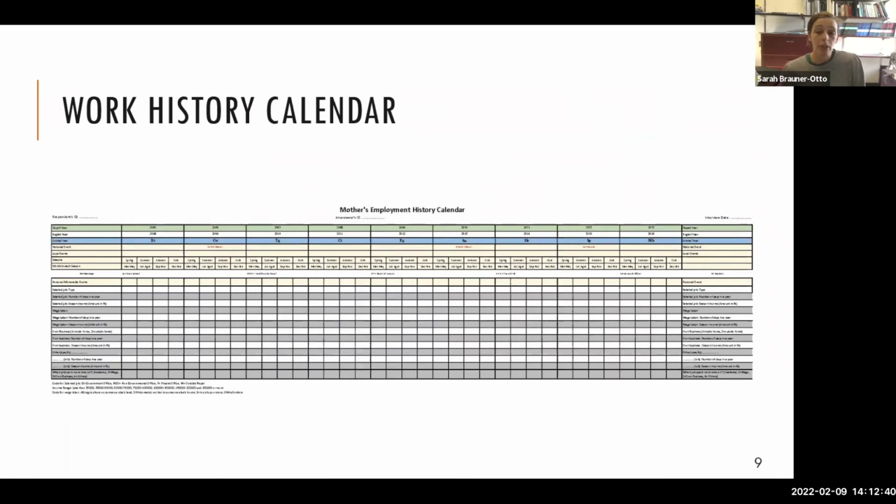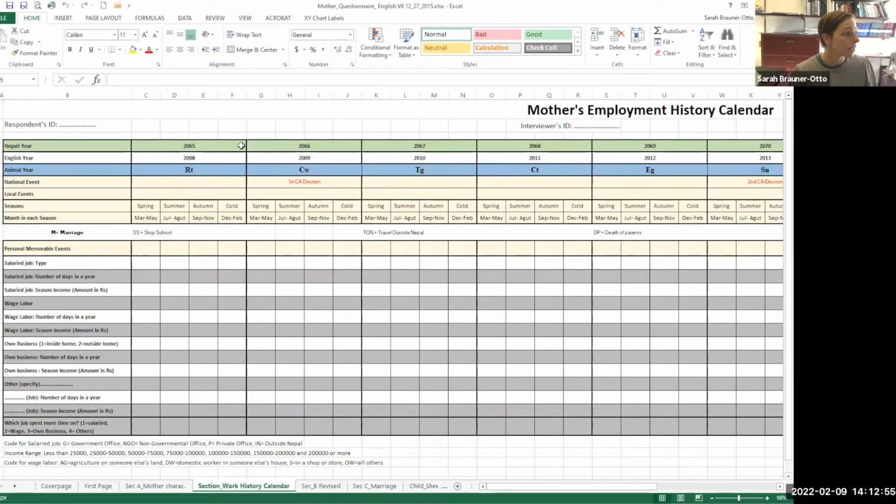But the reason that we are all here is to talk about the work history calendars. So this is a sample. Don't worry, I won't make you look at that hard to read picture. Hopefully everybody can see this Excel document now, which shows the work history calendar. So we can take a closer look at it.